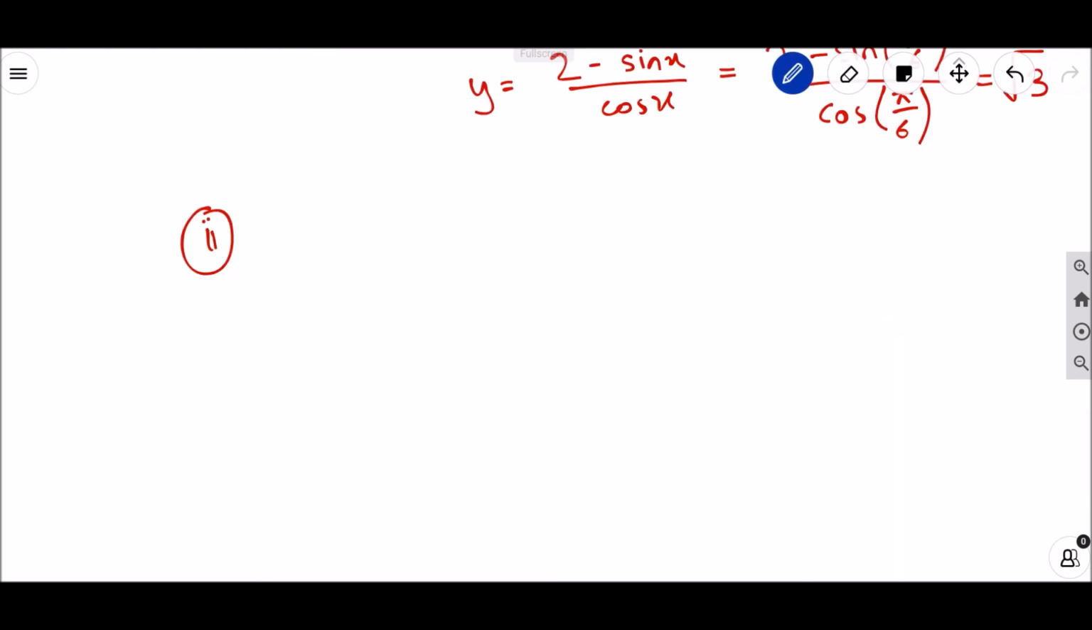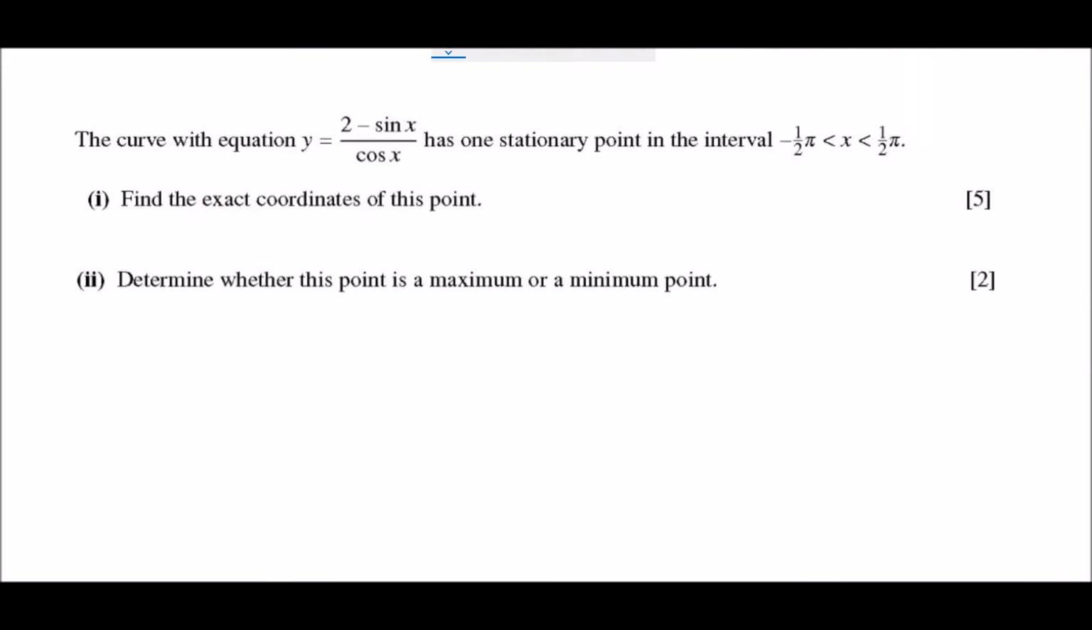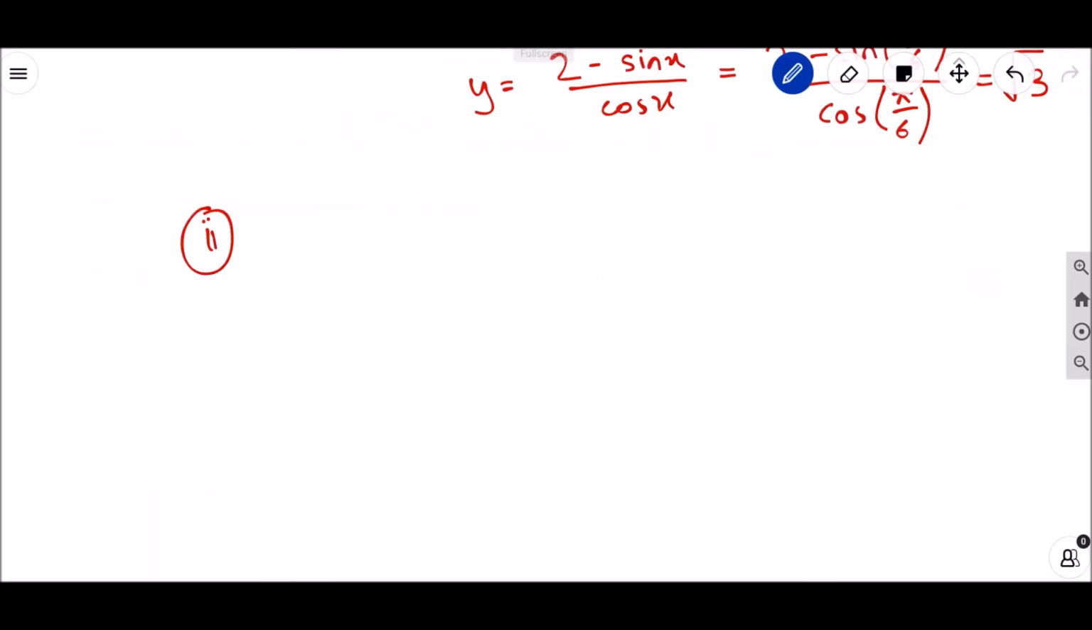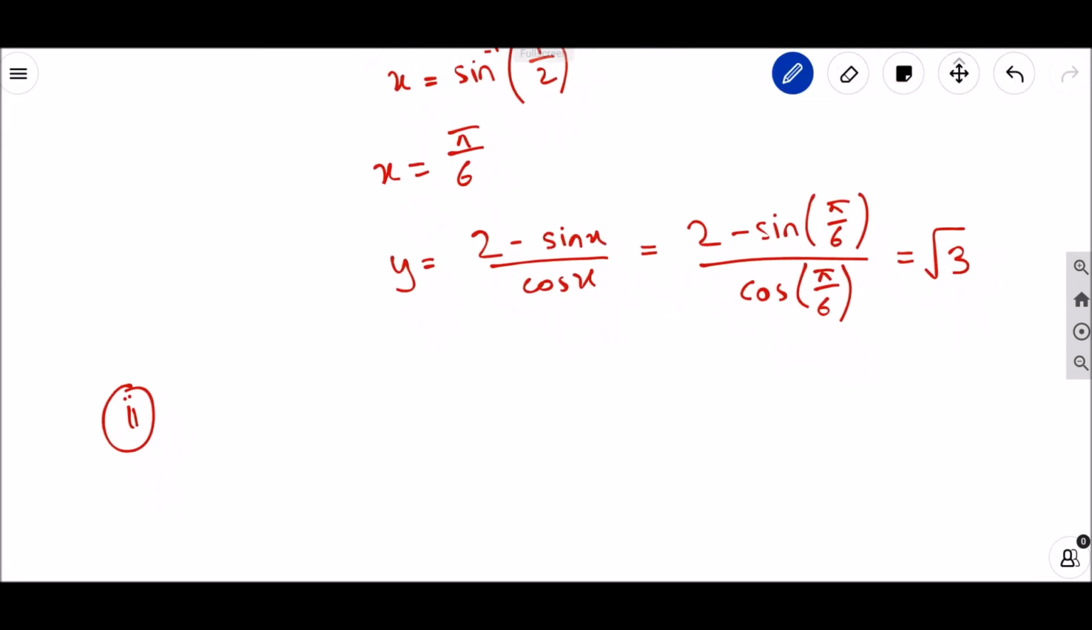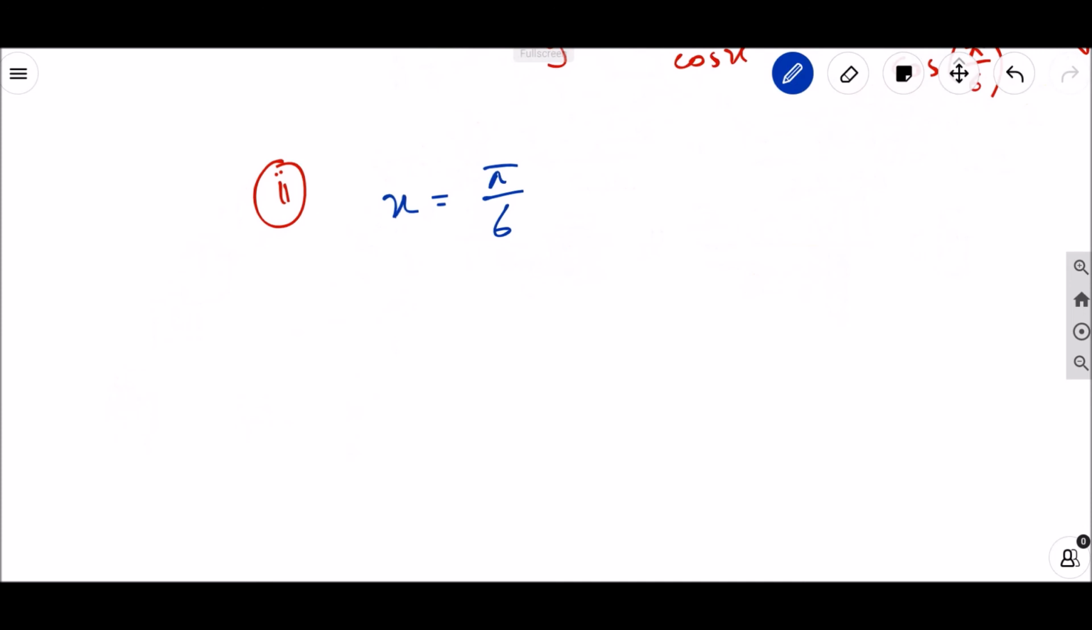for part 2, we have to find out whether the point is maximum or minimum. So for this, we are going to consider our x value, which was pi over 6. Now what we need to do is take any x value which is less than pi over 6. So I'm taking pi over 8 in this case. Pi over 8 is less than pi over 6.